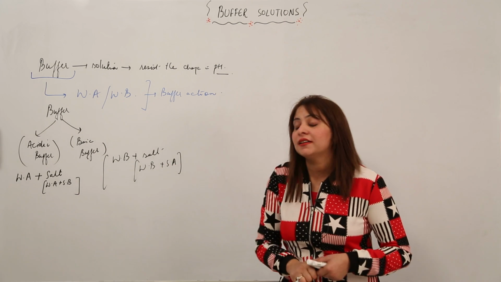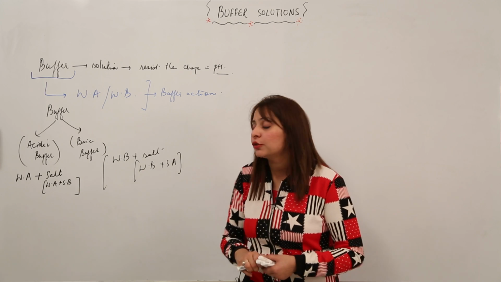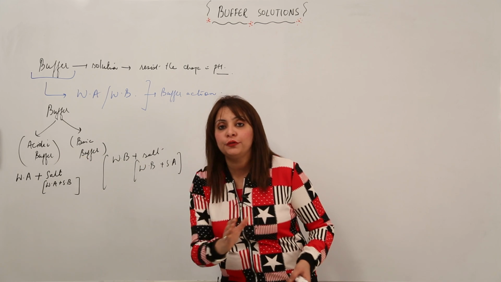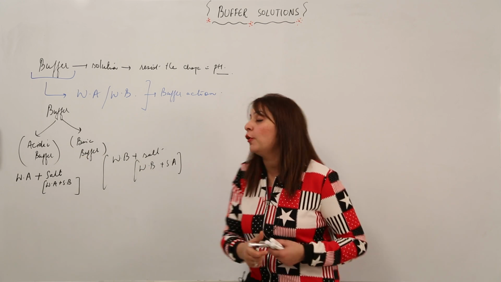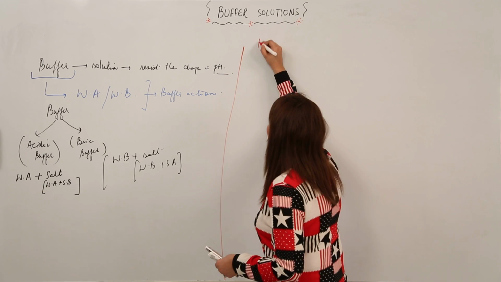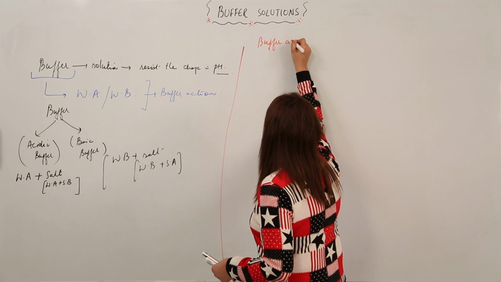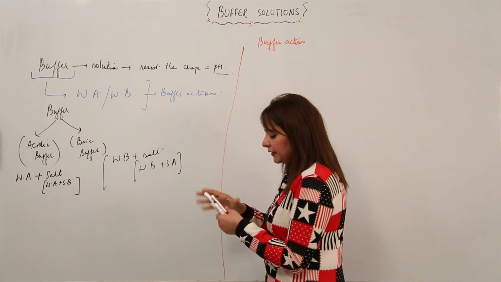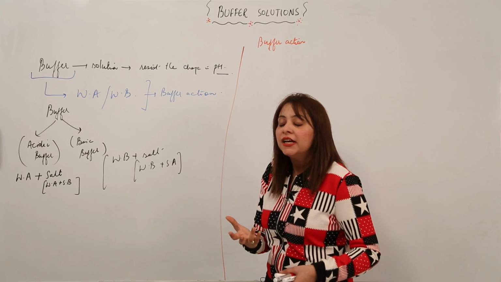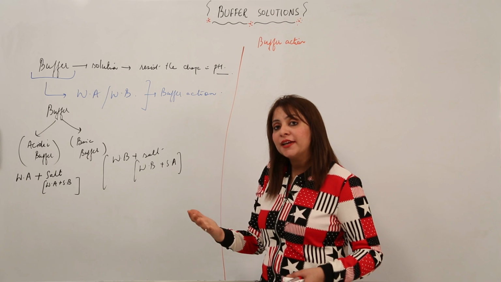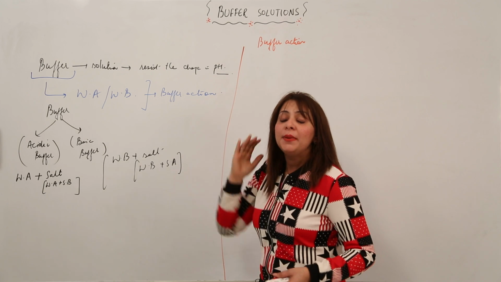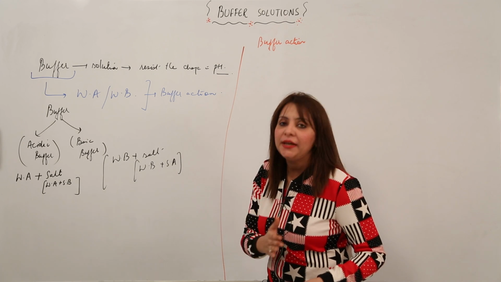Now I'll explain how they actually work, taking them one by one. I'm starting with the acidic buffer first to explain how the buffer action is performed. I'll divide the board into two so that it is convenient for you to see. We are studying the buffer action. What is the buffer action? The ability to resist the pH. We know that a buffer solution is that which resists the pH, so their ability is called the buffer action. That means buffer action is the ability of a buffer solution to resist the pH, right?